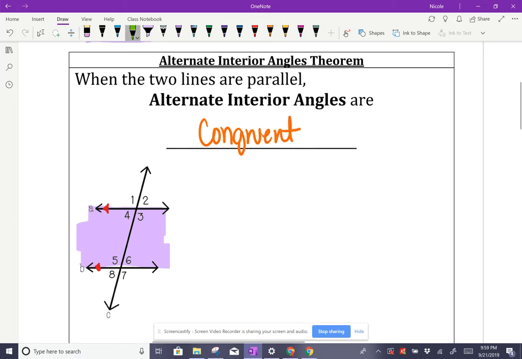So those alternate interior angles we are going to find are 4 and 6. So we can say angle 4 is congruent to angle 6. And then we are also going to have angle 3 and angle 5. So angle 3 is congruent to angle 5. So anytime we have parallel lines and we see alternate interior angles, we will know that those alternate interior angles are always going to be congruent to each other.